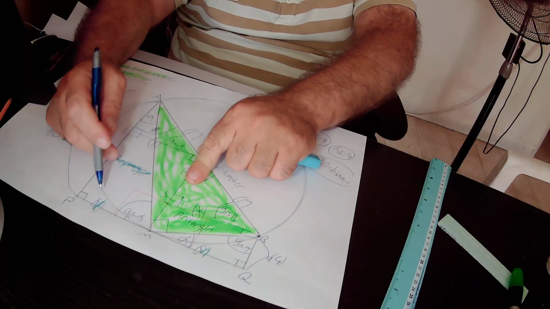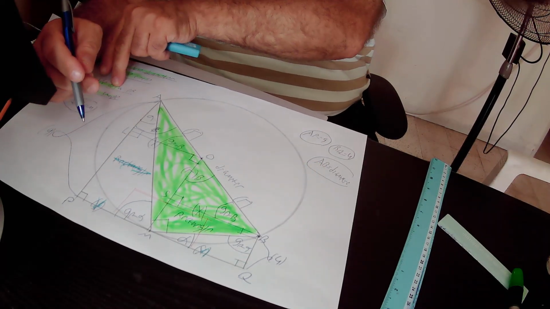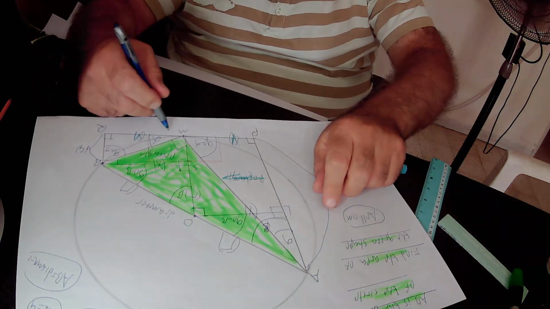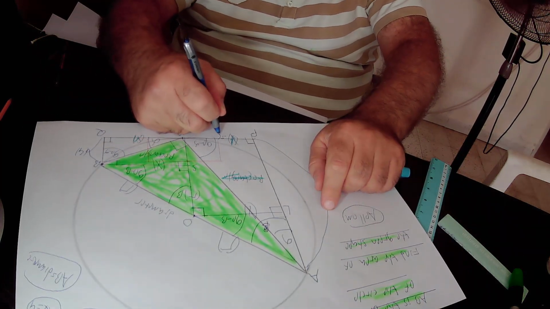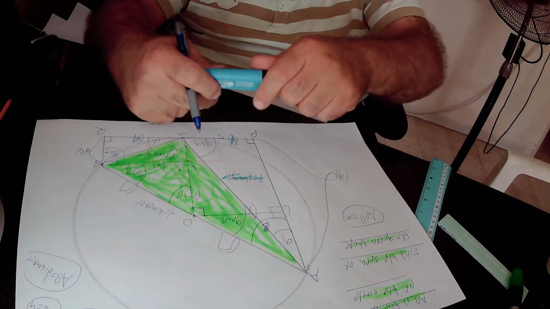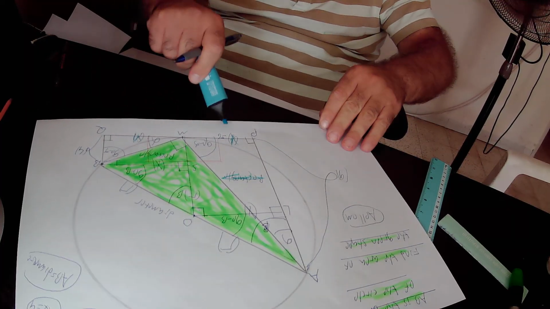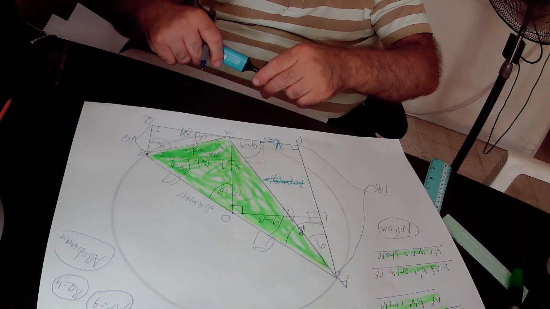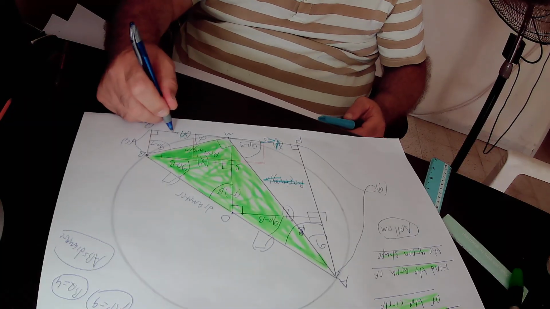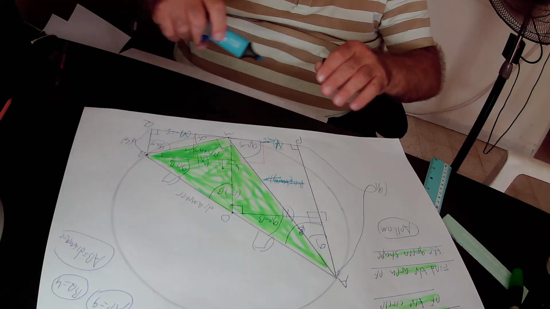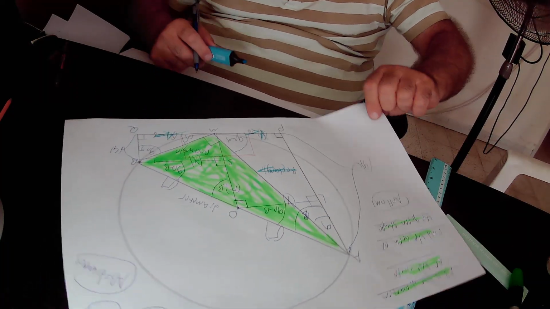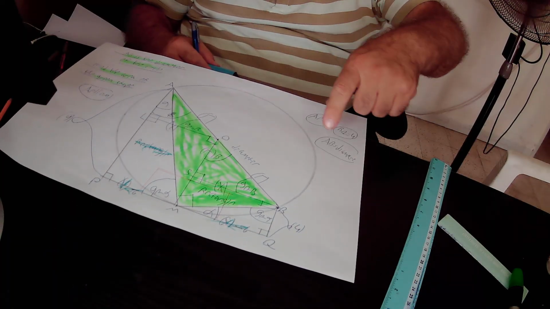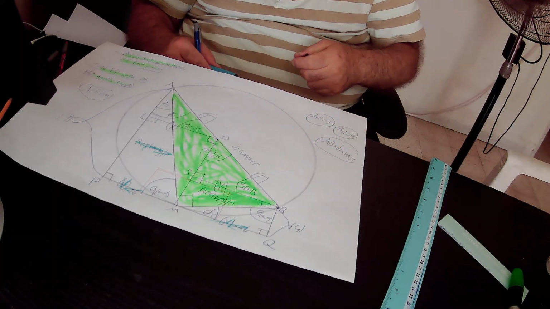PM equals X and X equals 6. So PM also equals 6, of course. Here MQ equals X and X equals 6. So MQ also equals 6. In the next step, we implement the Pythagoras theorem on this right triangle BQM.